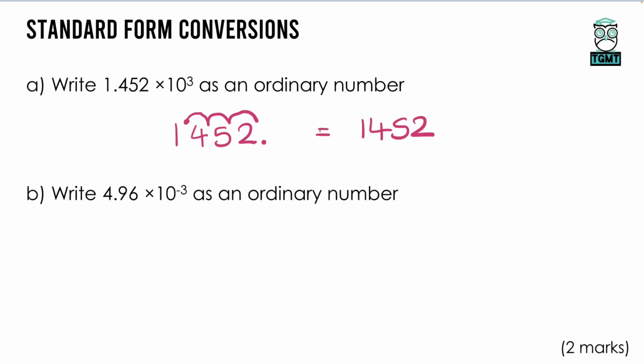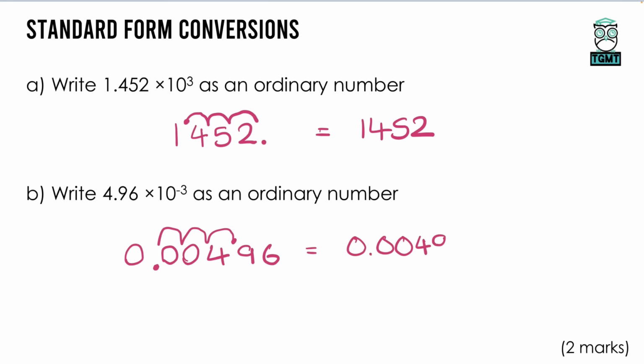1452. For the next one, we have a negative power, so we are going to get a 0 point number, but I'll write the digits, put the decimal just above, and this time I need to go 1, 2, 3 jumps to the left. My decimal will land here, and underneath each loop, tidy that up with a 0, and just stick that 0 at the start. Rewrite the number nice and neat, so 0.00496. And there we go, that's converting into ordinary numbers.